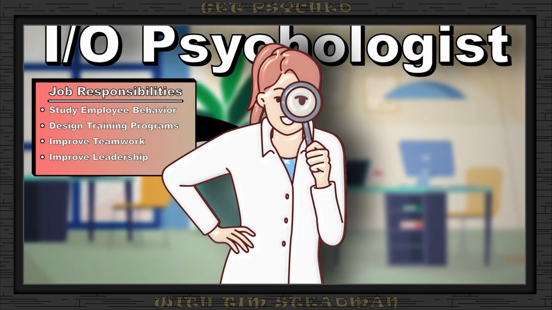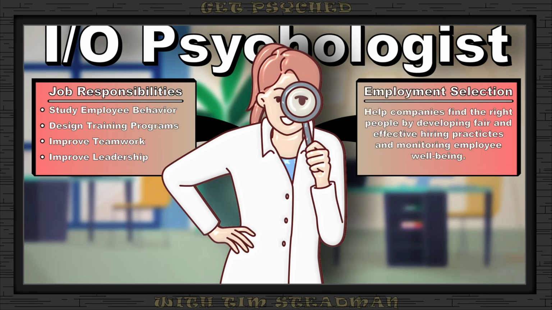First, let's take a look at their job responsibilities. IO psychologists might study employee behavior, design better training programs, or even help improve teamwork and leadership in organizations. They're basically the workplace version of psychologists, figuring out what makes employees tick and how to help them thrive. One big part of their role is employment selection and recruitment. This means they help companies find the right people for the job by developing fair and effective hiring practices.